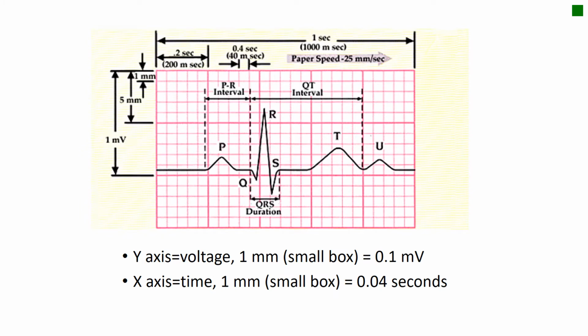So often when you see an ECG trace, it's written on a graph, and on the x-axis, 1 millimeter here, one small box, relates to 0.04 seconds because it's a graph with time on the x-axis and voltage on the y-axis, and one small square on the y-axis relates to 0.1 millivolts.